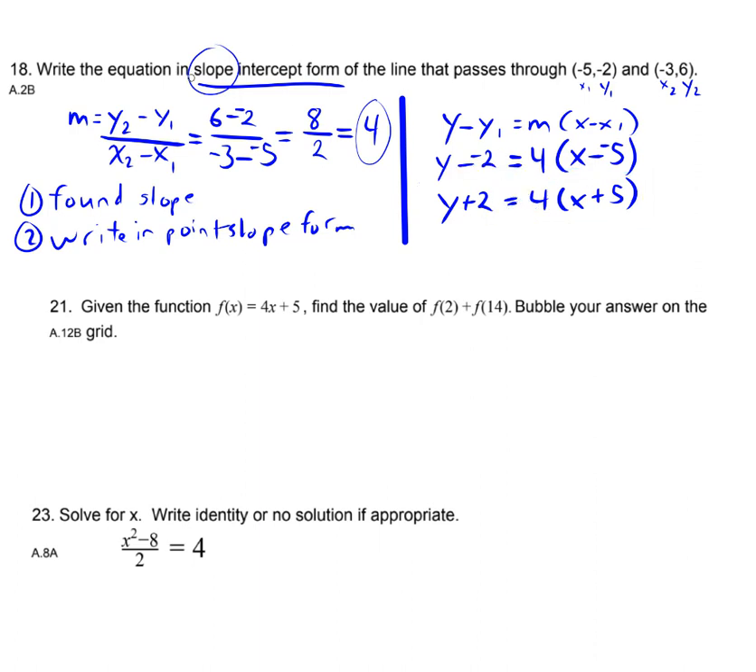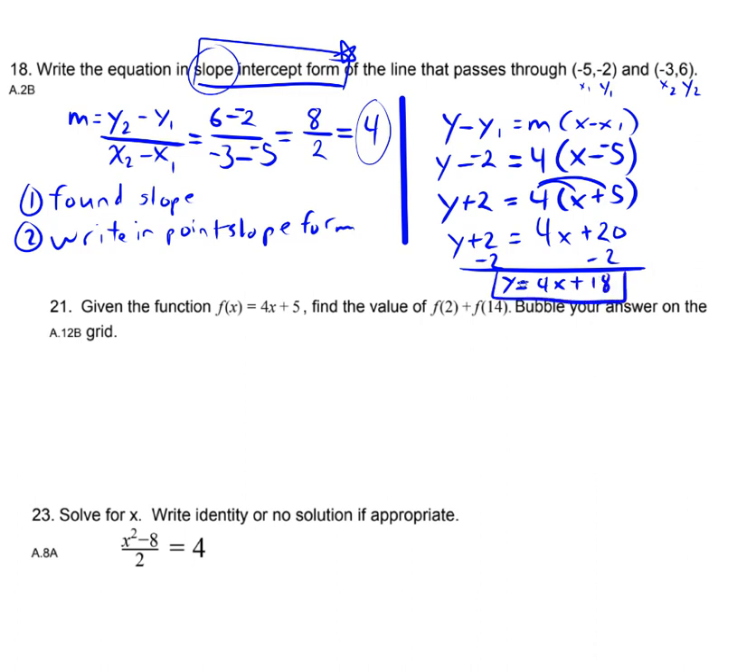What we got to do now, they want it in what form? Slope-intercept form, right? I could star that puppy. So what I'm going to do is solve it now for slope-intercept form, which means I have to solve it for y, simplify and solve for y. So I'm going to start with distributing. So I get 4x plus 20 is equal to y plus 2. Then I'm going to subtract 2 from both sides, right? And I get y is equal to 4x plus 18. Y is equal to 4x plus 18, and that is my final answer.